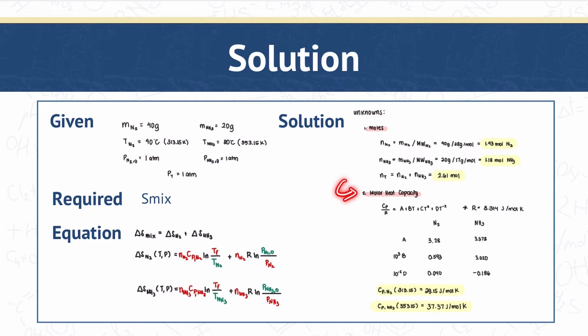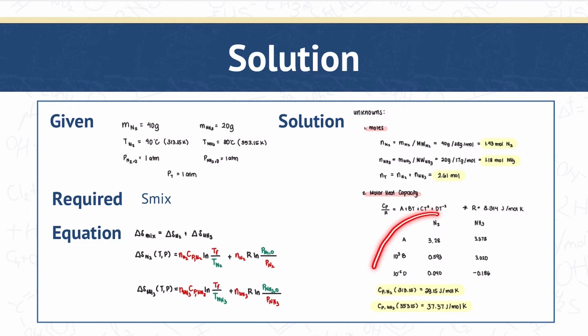Next, getting the molar heat capacities, we have this equation: Cp over R is equal to A plus Bt plus Ct squared plus D over T squared, where A, B, C and D are the constants. And for this, we will use R equal to 8.314 joules per mole Kelvin so that our answer is in terms of joules, and it is consistent with our moles and Kelvin.